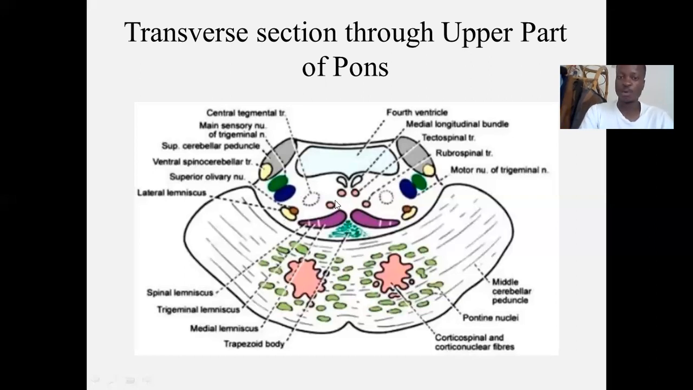This is still the rubrospinal tract. This is still your medial longitudinal bundle. This is the fourth ventricle, because remember the fourth ventricle is intimately related to the pons and the medulla. This is your ventral spinocerebellar tract. And from this view here, we can visualize the superior cerebellar peduncle. And this is the ventral spinocerebellar tract as it enters your cerebellum via the superior cerebellar peduncle.